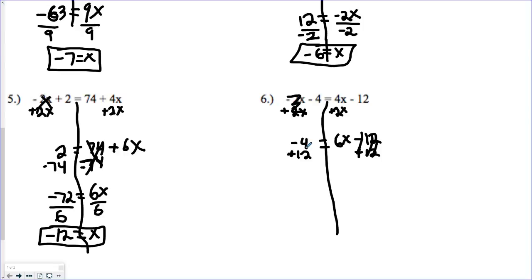Negative 12 plus negative 4. Now remember, this is a positive and a negative, so it's kind of like 12 minus 4, which gives you 8, is equal to 6x.